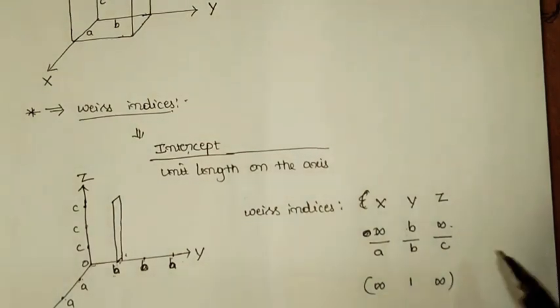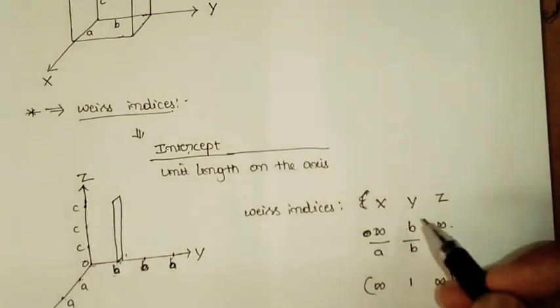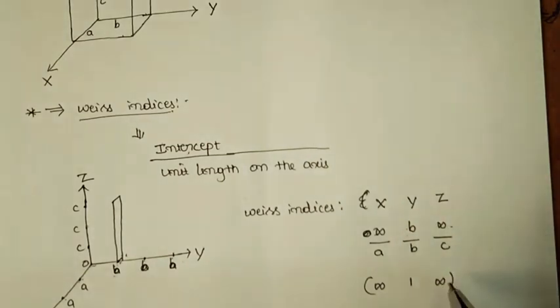Infinity by c, you will once again get infinity. And these are the Weiss indices of this particular plane. Okay, so we have to take only the coefficients. Fine, so here we have infinity, 1 and infinity.